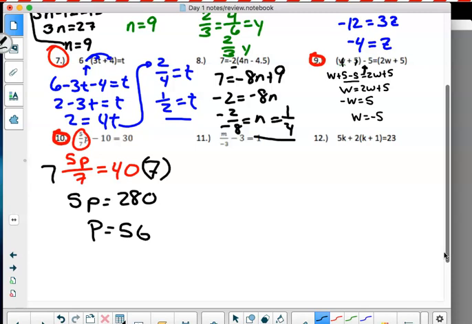So both ways will work. I like multiplying by the reciprocal. It's faster. But, as you ease yourself into these, just practice both. Be comfortable. Now, in 11, I have a fraction with my variable.